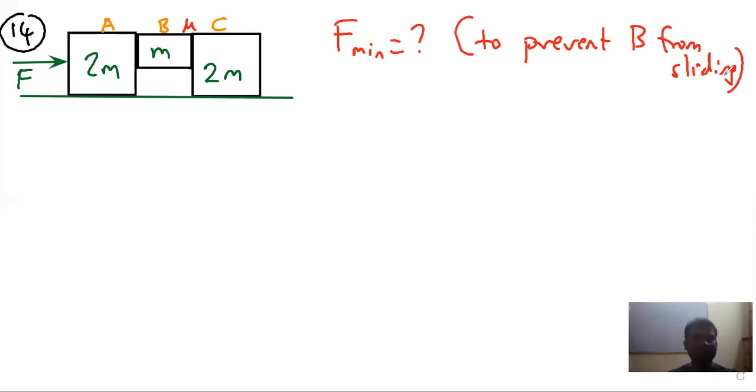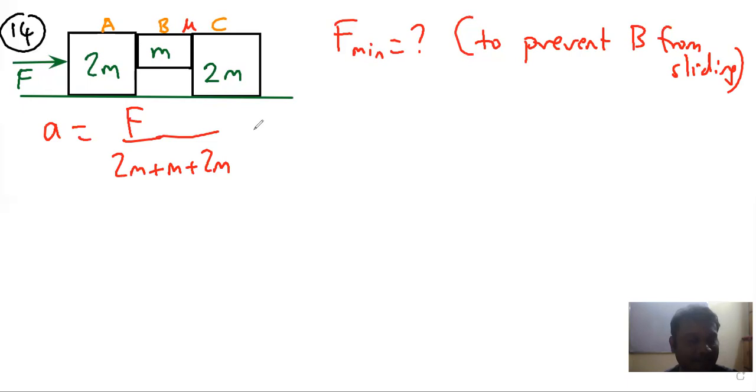Now, in this case, we have the acceleration A. We will come out to the total force F upon 2m plus m plus 2m. So total force on the system is F upon 2m plus m plus 2m, which is F upon 5m. So this is the acceleration. Now, in this case, the normal reaction N, we are trying to find the normal reaction on one block.